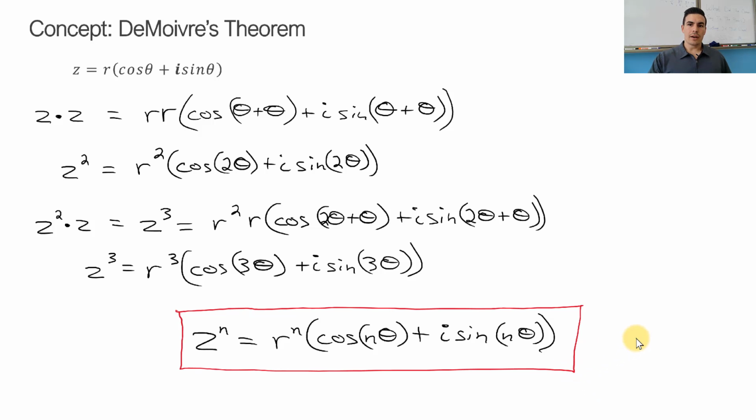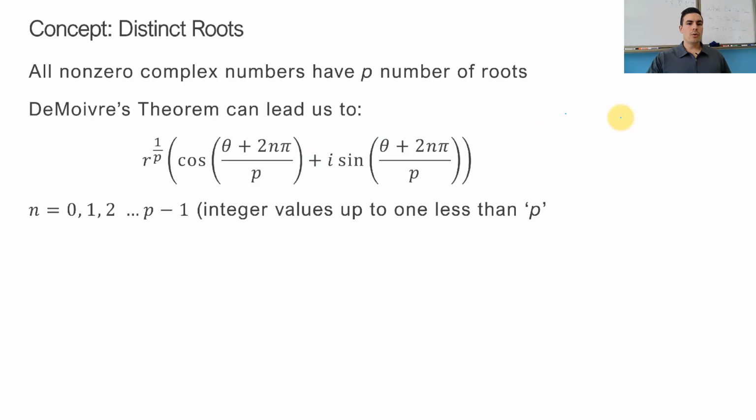Now let's take a look at our distinct roots. So we know any expression raised to, say, the p power, say it's raised to the 4th power, any function raised to the 4th power we know has exactly 4 roots, right? Now it doesn't have to be 4 real roots, but it does have to have 4 roots. So we can use our DeMoivre's theorem, and that's going to lead us to this expression right here.